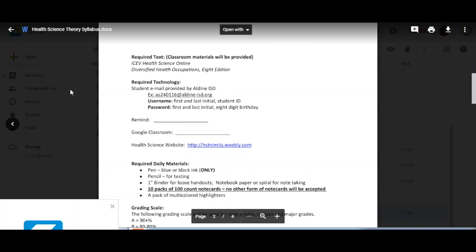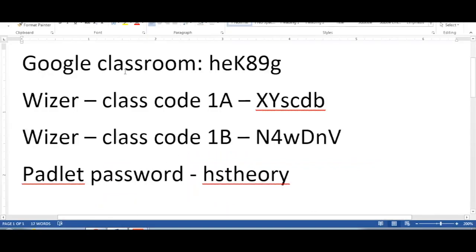I do utilize Remind, however, I will not utilize it at this time, but I will set it up upon my return. Your classroom Google for this class is HEK89G. We will also be using Wiser, which is a platform in which you'll complete some of your assignments. If you are in class 1A, it is capital XYSCDB. 1B is capital N4W, capital D, N, capital V. And Padlet is an online forum where you can post questions for me to answer if you have any questions regarding this class.